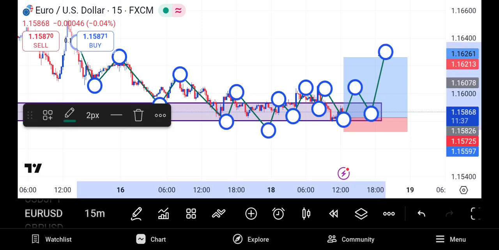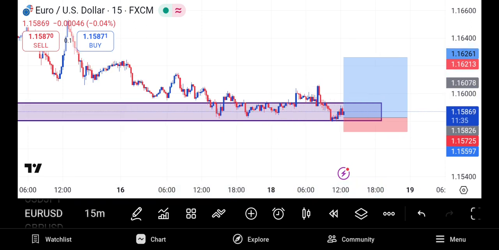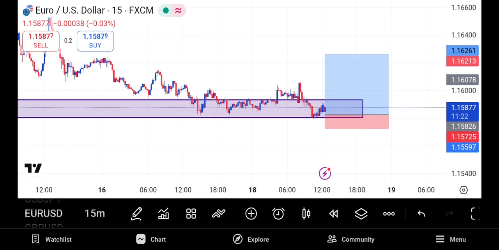So remember, we start by analyzing on the daily time frame. In other words, the daily time frame is our playground, and the 15-minute is where we execute. In other words, that's where we take our trades.